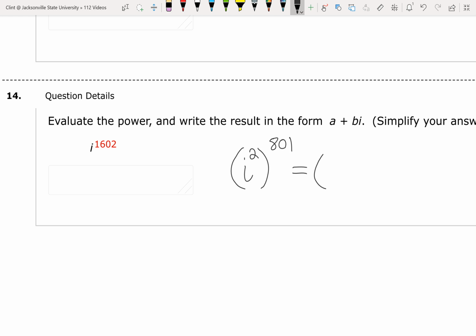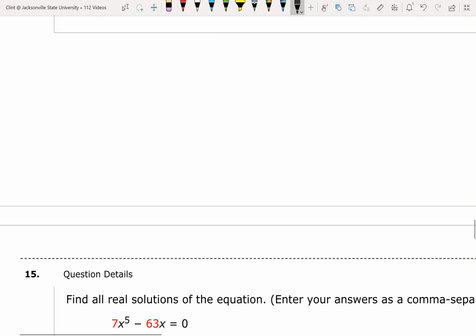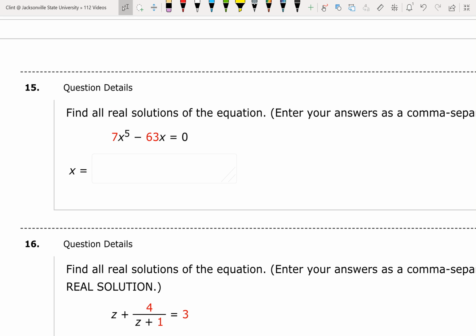So i squared we know is -1, to the 801 power. 801 is an odd number. So -1 to an odd power is -1. -1 to an even power would be +1. So this one looks really nasty because we got such a big number, but hey, it's not too bad. Right, we get -1. Okay, kind of cool if you're a math nerd, if that simplifies like that. If not, you might not be impressed.